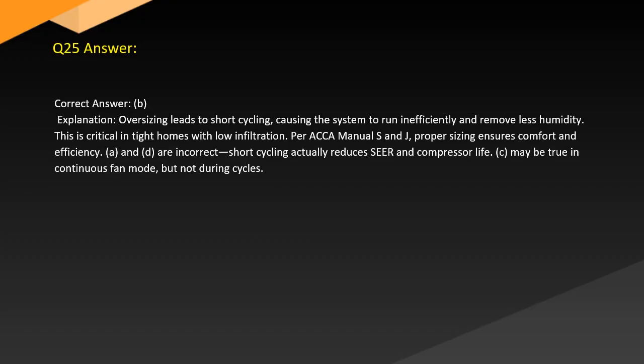Answer. Correct answer: B. Explanation. Oversizing leads to short cycling, causing the system to run inefficiently and remove less humidity. This is critical in tight homes with low infiltration. Per CAM Manual S and J, proper sizing ensures comfort and efficiency. A and D are incorrect. Short cycling actually reduces SEER and compressor life. C may be true in continuous fan mode, but not during cycles.